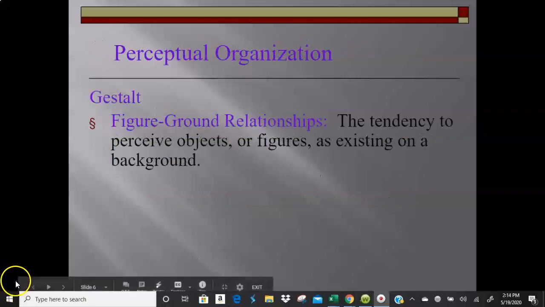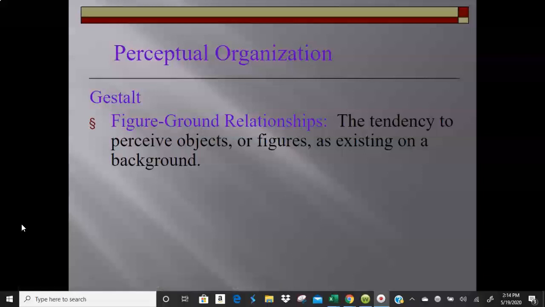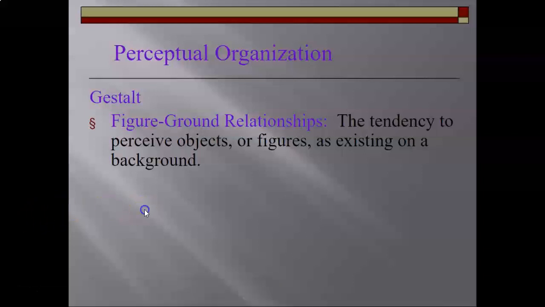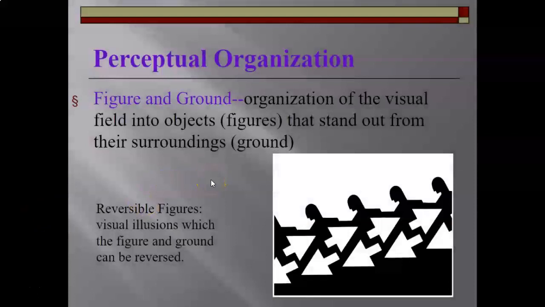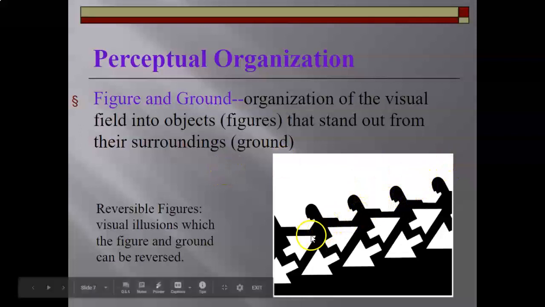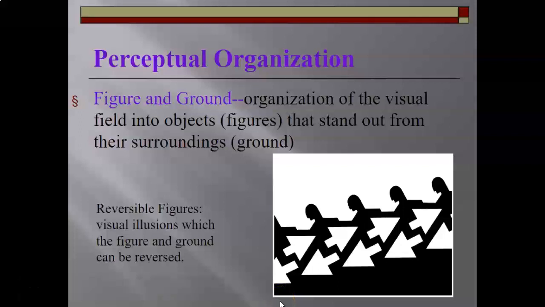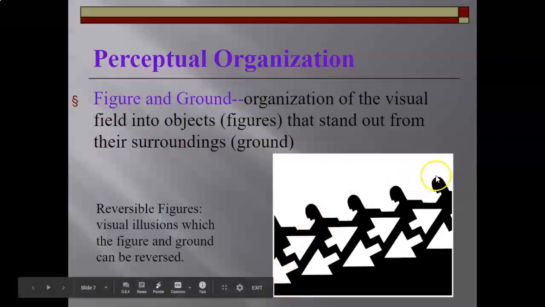One such gestalt is figure-ground relationships, which are the tendency to perceive objects or figures as existing on a background. So with this figure-ground, as you can see, you have a perception that these are people going downstairs. Now, this is also known as a reversible figure, a visual illusion in which the figure and ground can be reversed. You can either see the people going down the stairs or you see the arrows going up and down.